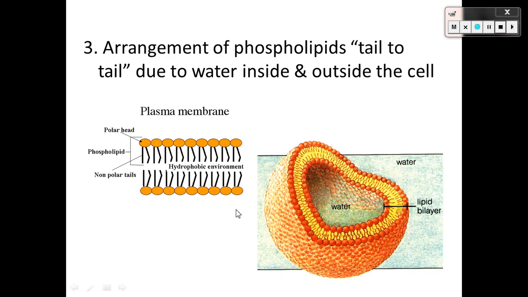And this is just another picture. We say that phospholipids are arranged tail to tail, again, due to that water both inside and outside. So here's another picture, of course, that kind of shows where the hydrophobic environment is.